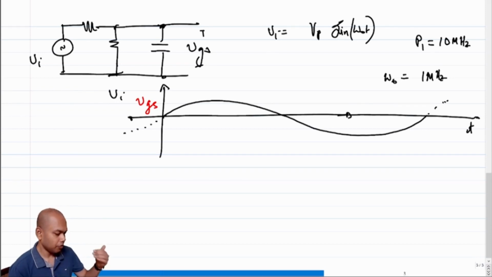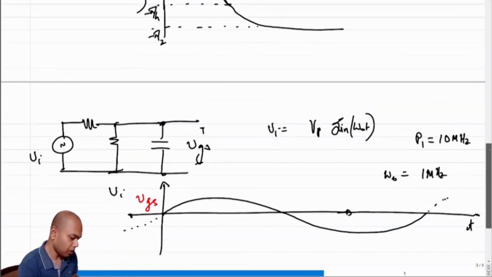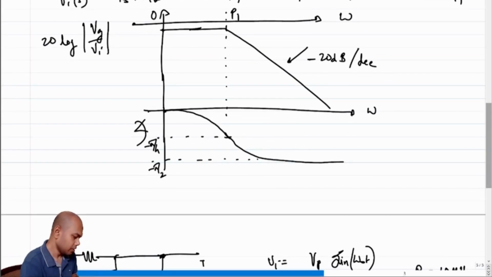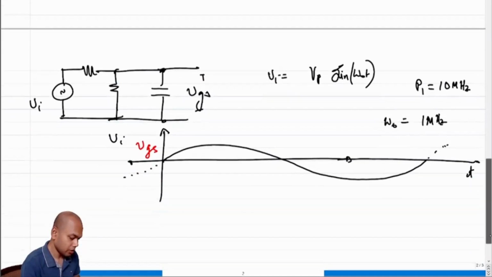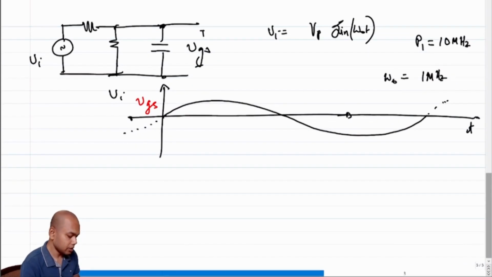So clearly, in the Bode plot, where are we? We are somewhere on this side, below P1, right? We are 10 times below P1, which means if we have to do the Bode approximation, what are we essentially saying? We are essentially saying that the transfer function is equal to the DC characteristics, right?